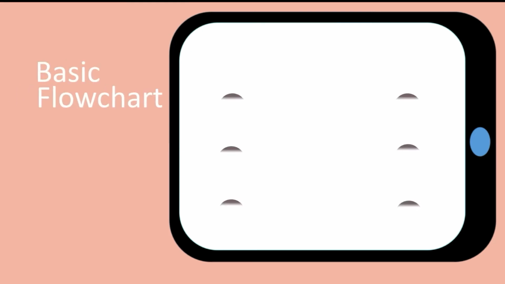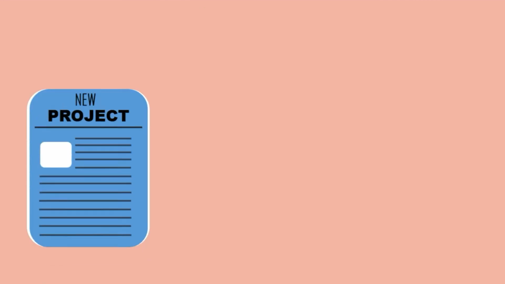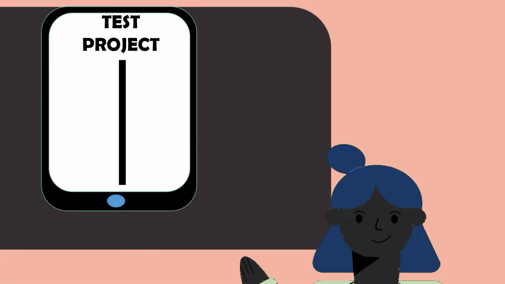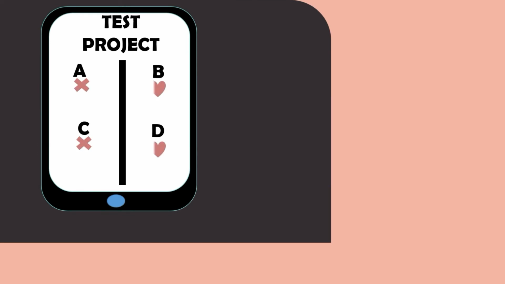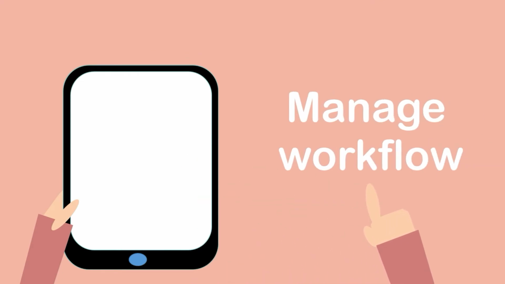First is the basic flow chart. A basic flow chart is a simple map visualizing the steps of a process including its inputs and outputs. When to use? To plan a new project, to model and document process, to solve problems, to help team communicate ideas better, to analyze and manage workflows.